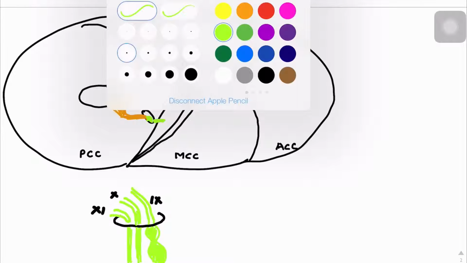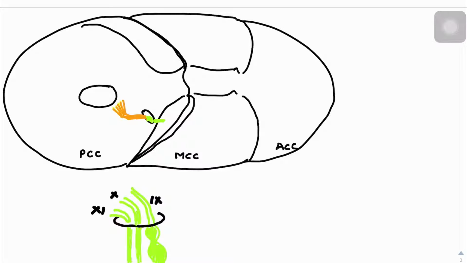So I'll draw with a different color. Say it gives the first branch. This branch is the tympanic branch. Let us say number 1, tympanic branch. As the name suggests, tympanic branch, tympanic cavity, middle ear cavity, tympanic membrane. So it has to go to the tympanic membrane.